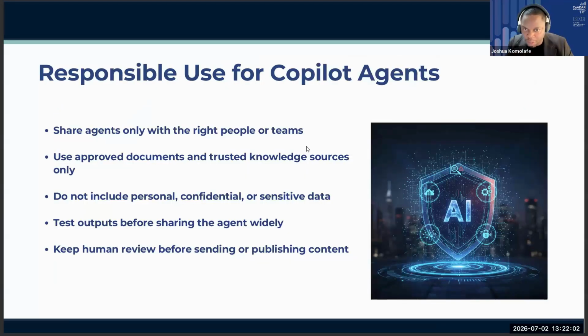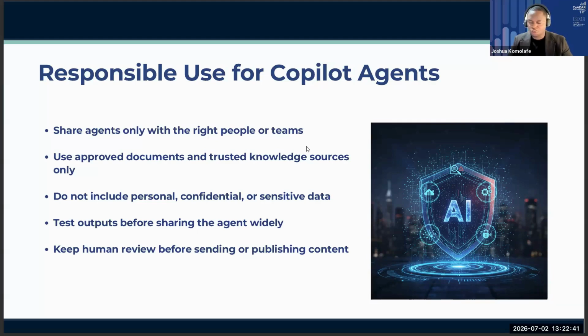So with regards to responsible use for Copilot agents, like I've said earlier on, share agents only with the right people or teams within your organization. Use approved, documented, and trusted knowledge sources only, that have been put together by yourself or your team, in order to build the agent. Also, do not include personal information or confidential information or data about your organization or your clients. And you need to test outputs before sharing with your team or anybody within your organization.